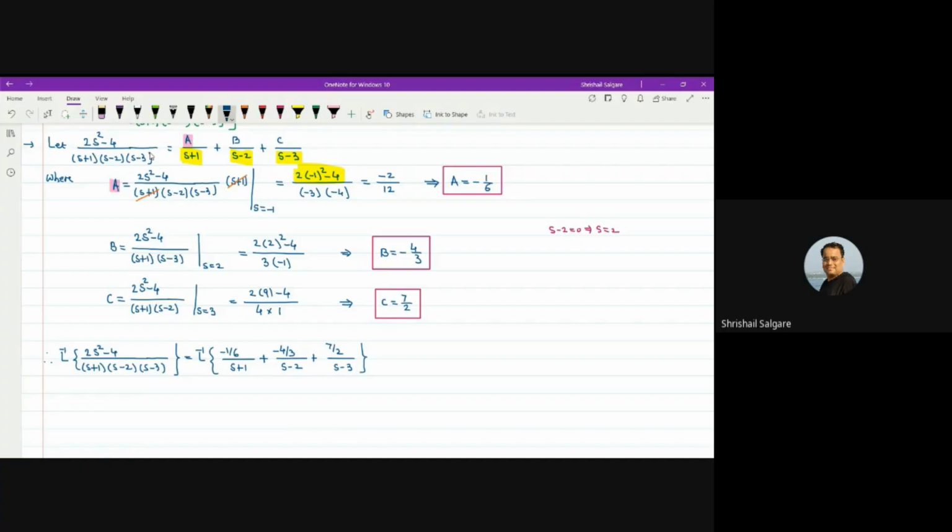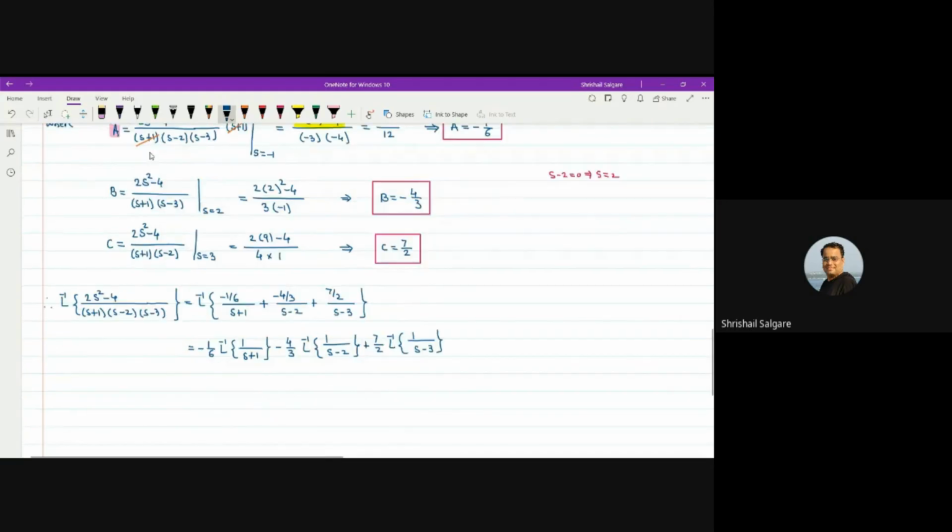Now here I will apply the linearity property. Minus 1 by 6 can be taken common: L inverse of 1 upon s plus 1, minus 4 by 3 into L inverse of 1 upon s minus 2, plus 7 upon 2 into L inverse of 1 upon s minus 3.